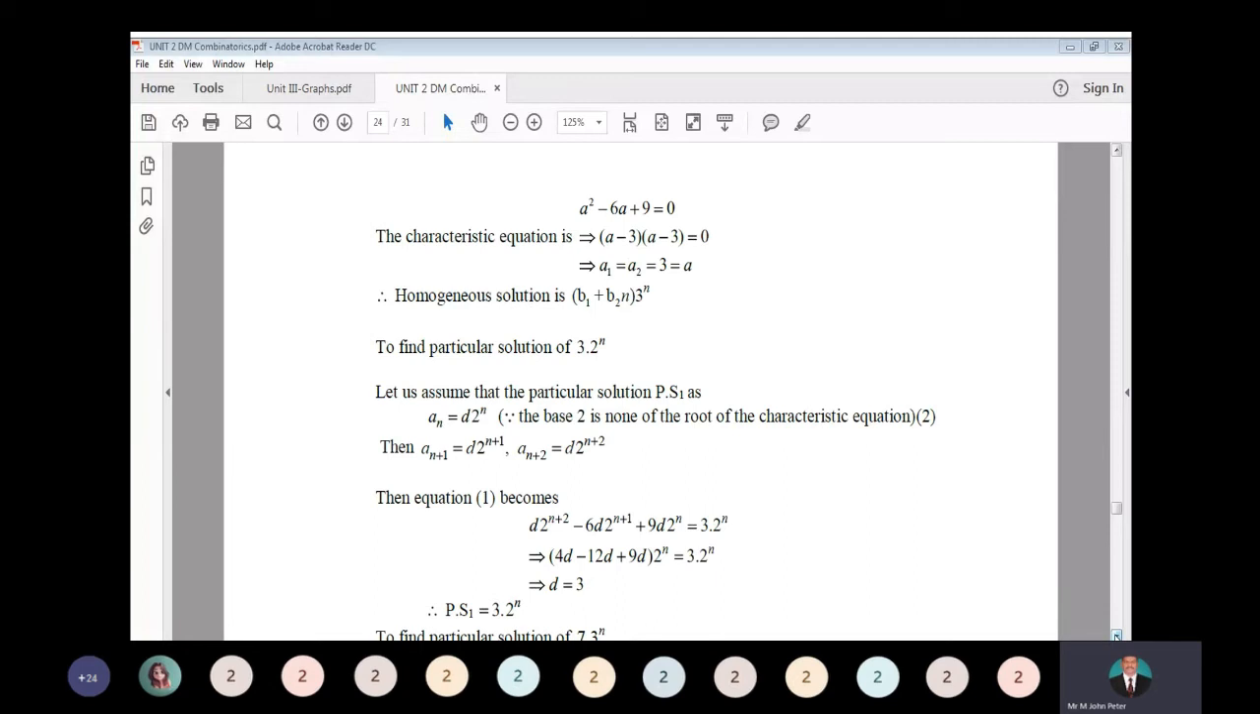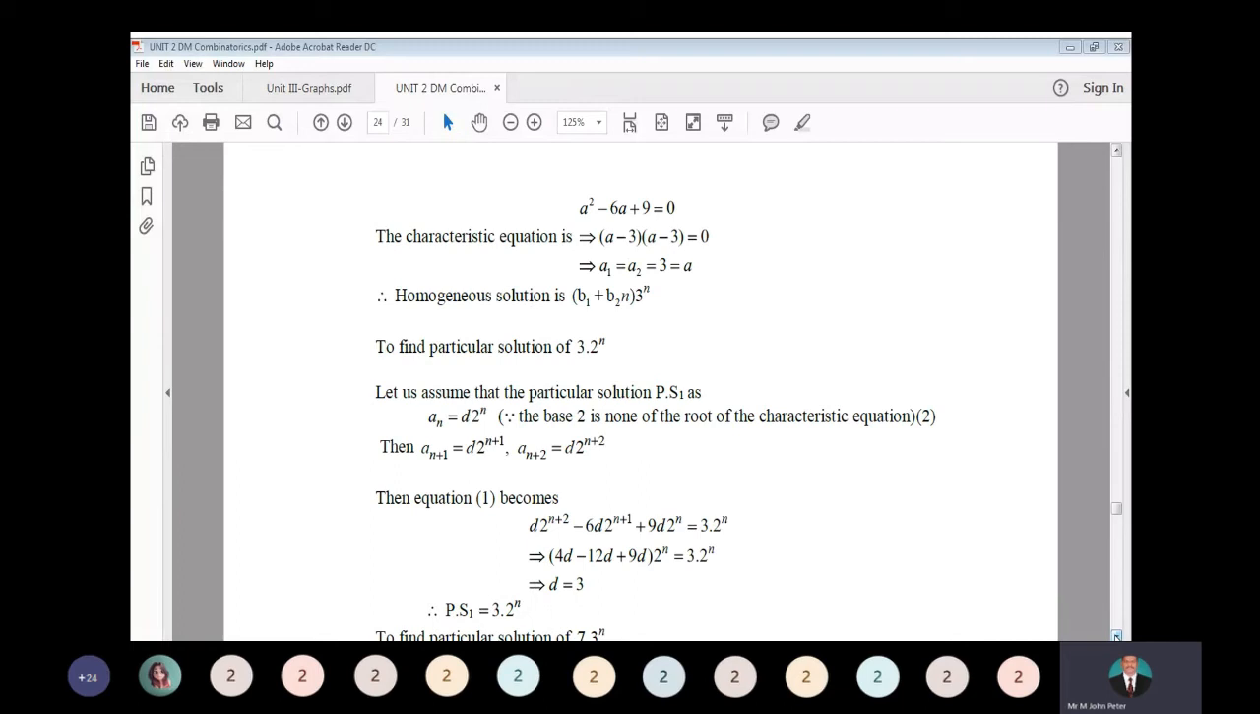Suppose this particular solution were 3 into 3 power n. Then the base would be the same, so the assumed solution becomes different. That is d into 3 power n into n power the number of times the root is repeated, so 2 times or 3 times, like that you have to put. We'll see that in the next problem.